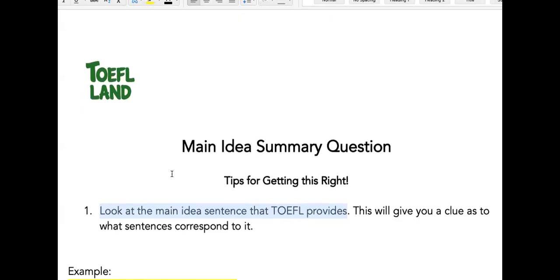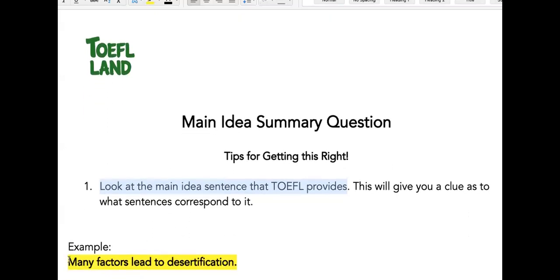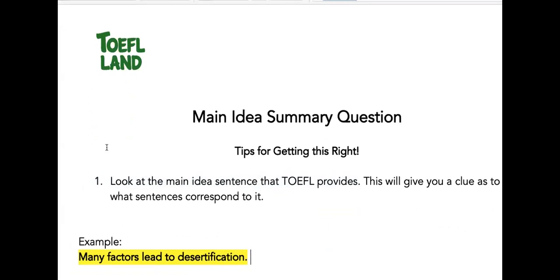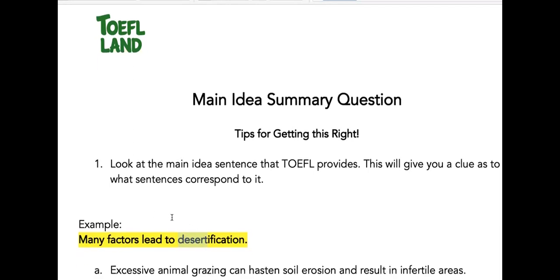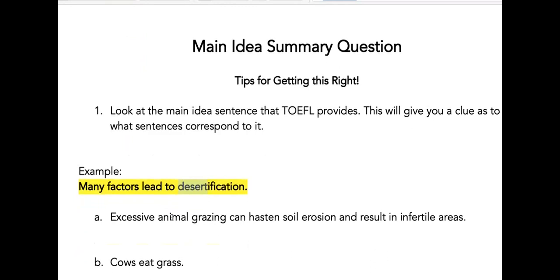All right, so I want to go through an example with you. This is a very easy example, but if you saw this sentence, many factors lead to desertification, what you would do is look for other sentences that have factors that lead to desertification, right? And if you don't know what desertification is, if you look at the first part there, desert, right? It's the process of land becoming desert. So let's look at these 2, all right? And I want you guys to participate. Write in the chat which one of these sentences would be in alignment with the main idea. Remember, we're looking for factors that lead to desertification.